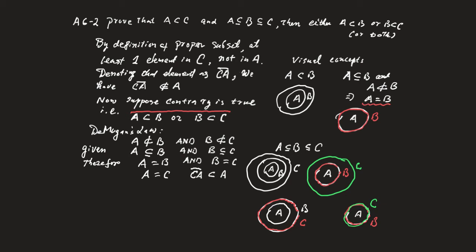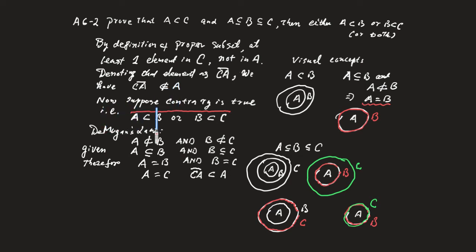Now let's prove it with mathematical language. By the definition of proper subset, there is at least one element in C that does not belong to A. That's how we interpret this. Let's denote that particular element as c-naught. We can write this: c-naught is not in A, that is, it does not belong to A.